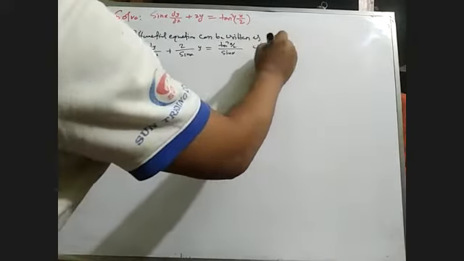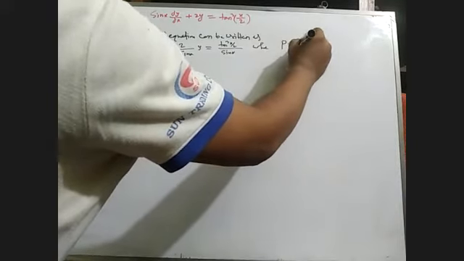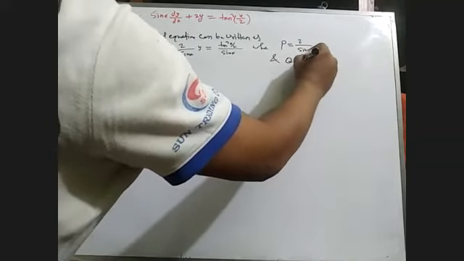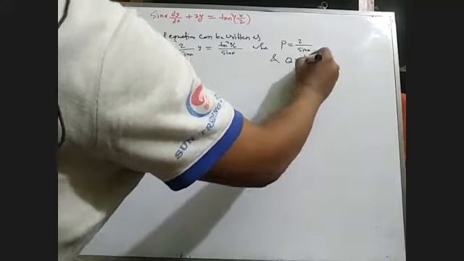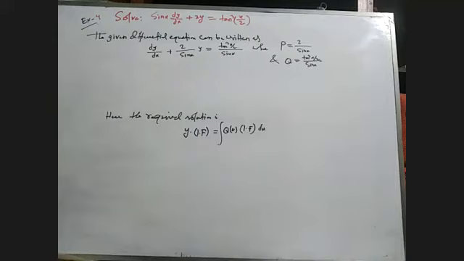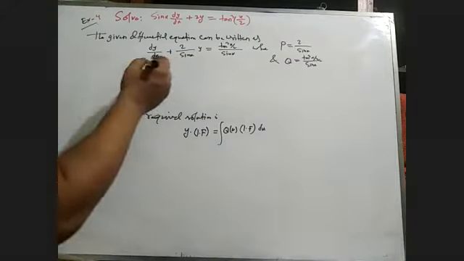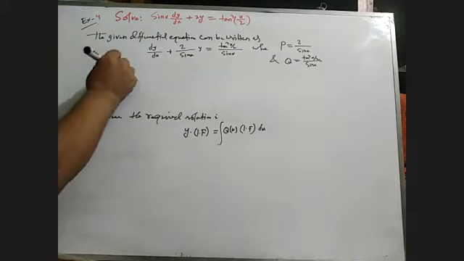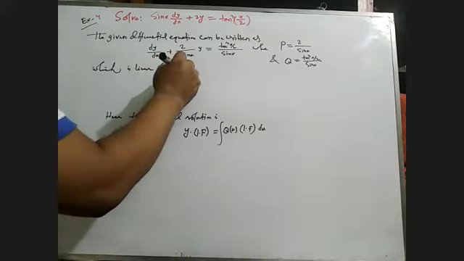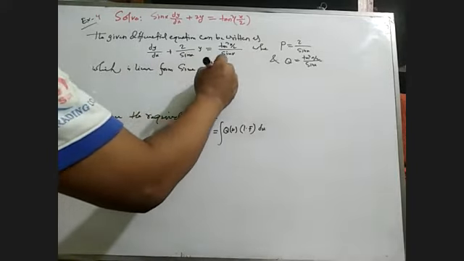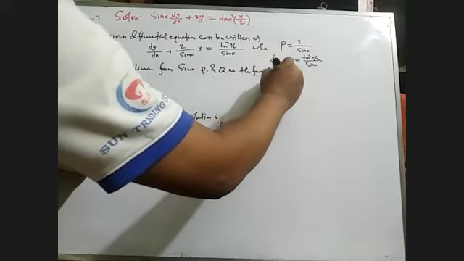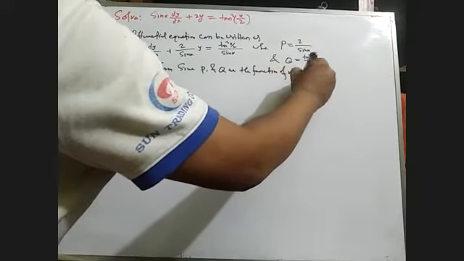where p equals 2 by sin x, and q equals 10 cube x by 2 divided by sin x. Which is linear form, since p and q are functions of x only.